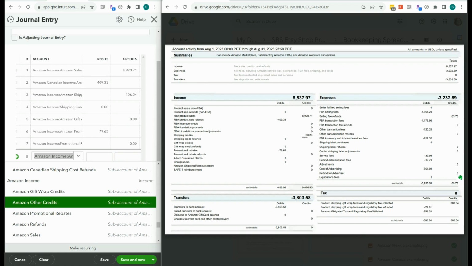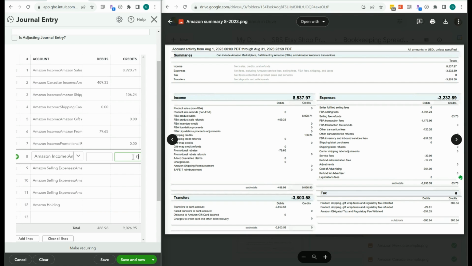You do need to do some math there to make sure that all works out. But in this case, we do not have any other credits. We can put that as a 0. And any of these zeros, as you're doing your journal entry, you do not have to include them. I'm just including them so that I can make sure I'm walking through every step of the process with you.